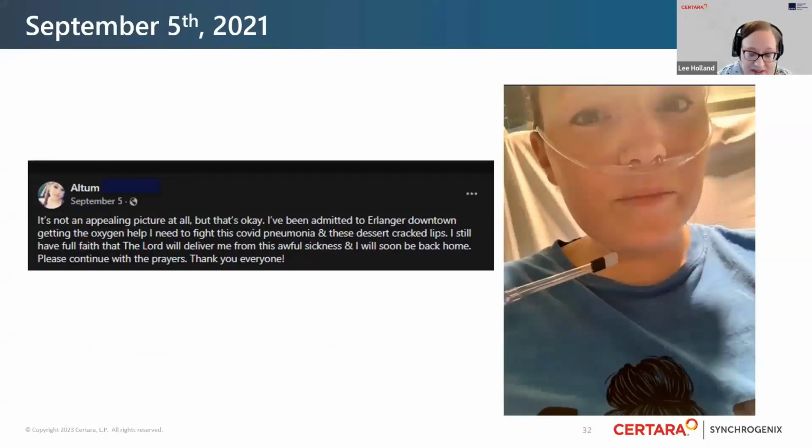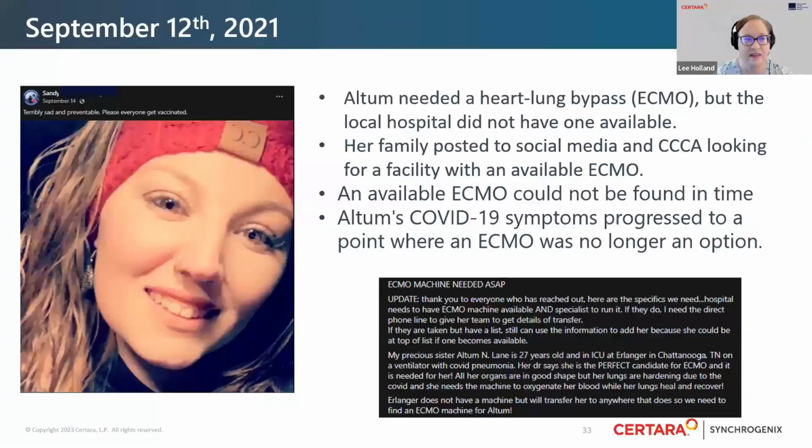On September 5th, she was admitted to Erlanger Hospital, which is the local hospital system here. And she was still posting about her experiences with COVID and asking people for prayers. On September 12th, Altum needed a heart-lung bypass or an ECMO machine, but there wasn't one available at Erlanger. Her family took to social media and to the Facebook group looking for a facility that might have an available ECMO for her. She was a really good candidate for this treatment because she was young, otherwise healthy, didn't have any comorbidities.